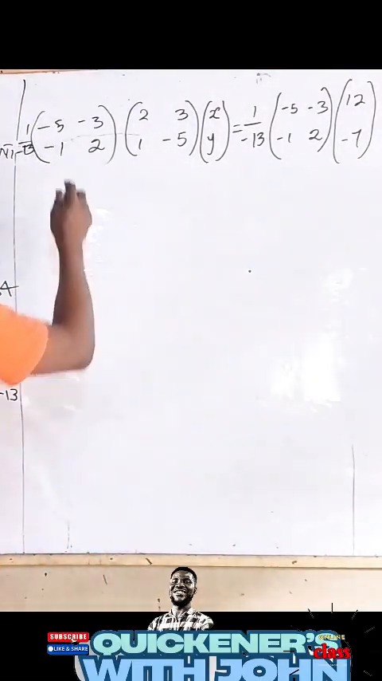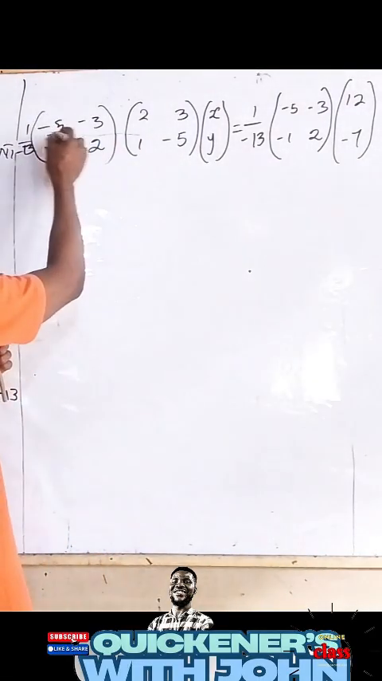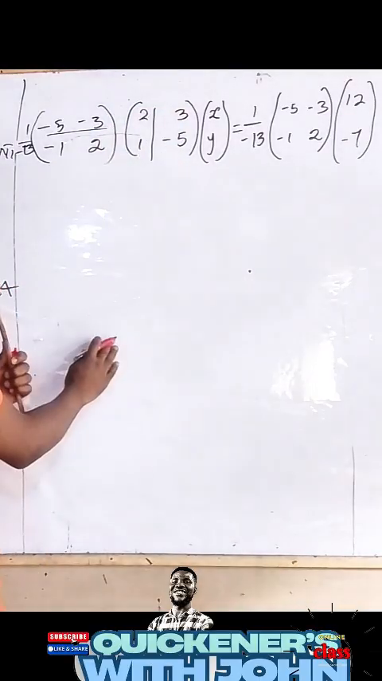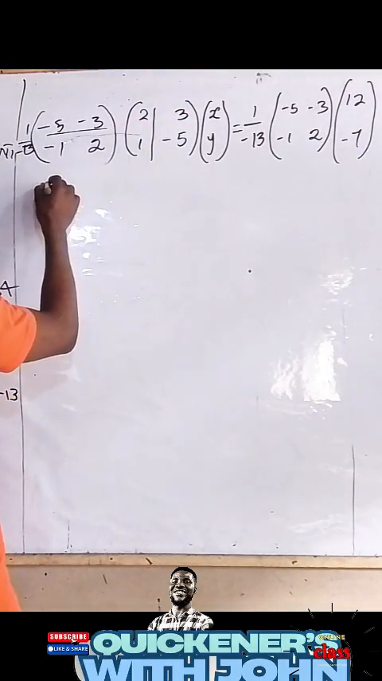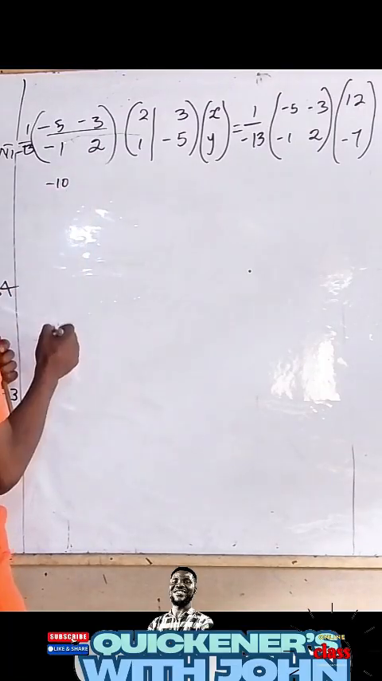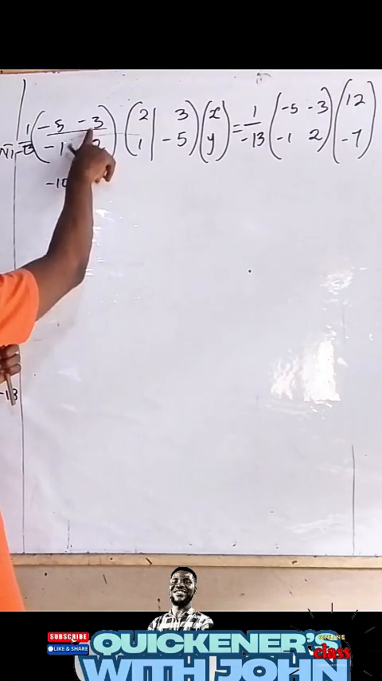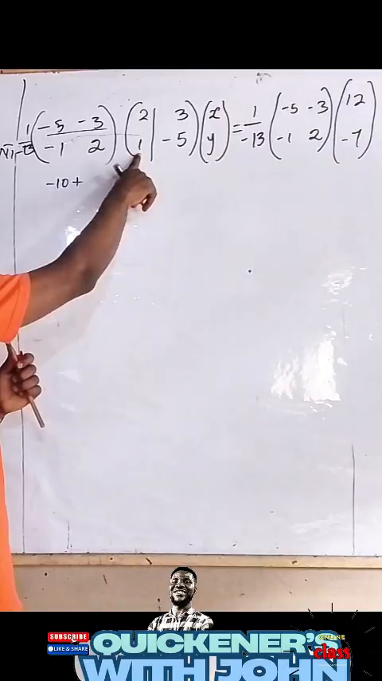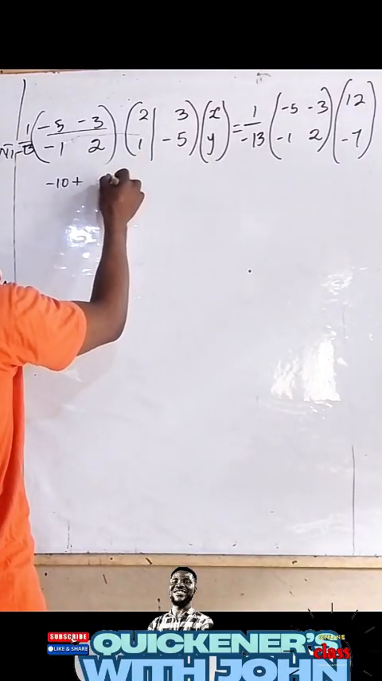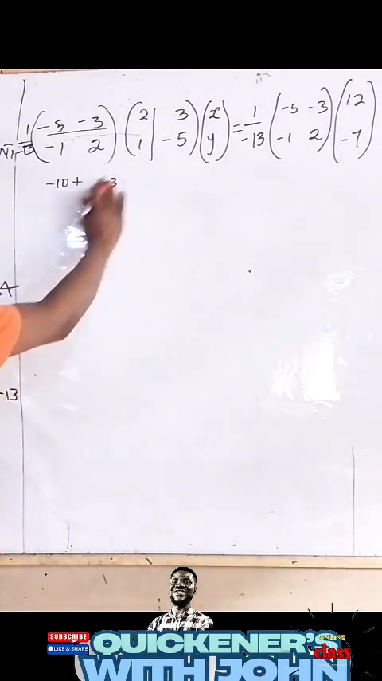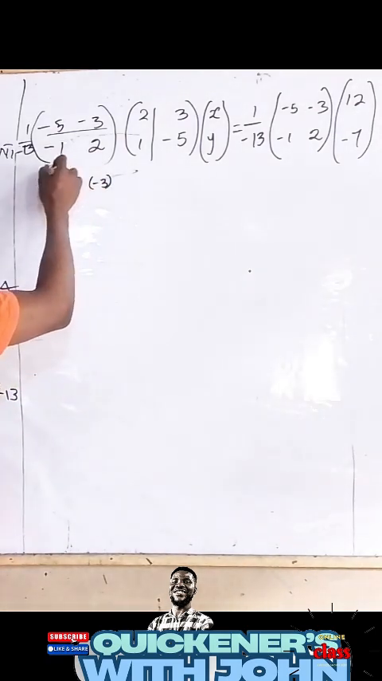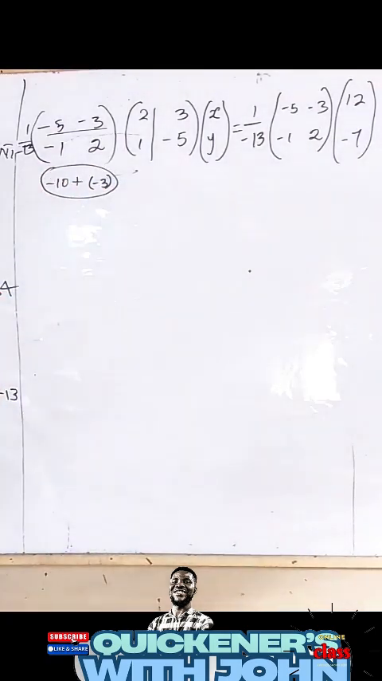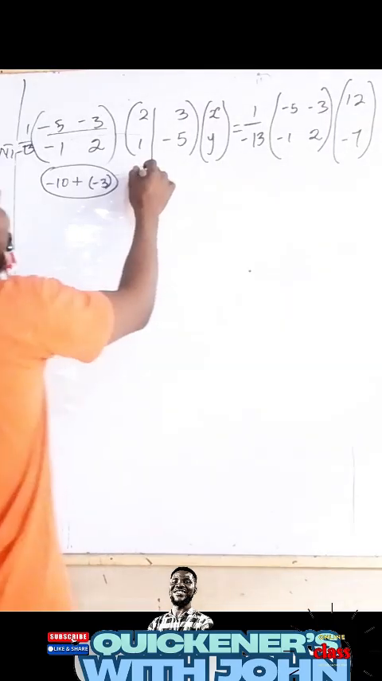Now let's multiply. You know how we multiply? This times this. Right? So let's get that. Minus 5 times 2. That is what? Minus 10. Can you see that? Plus minus 3 times 1. That's minus 3. That's plus minus 3. So that will be our first cell.